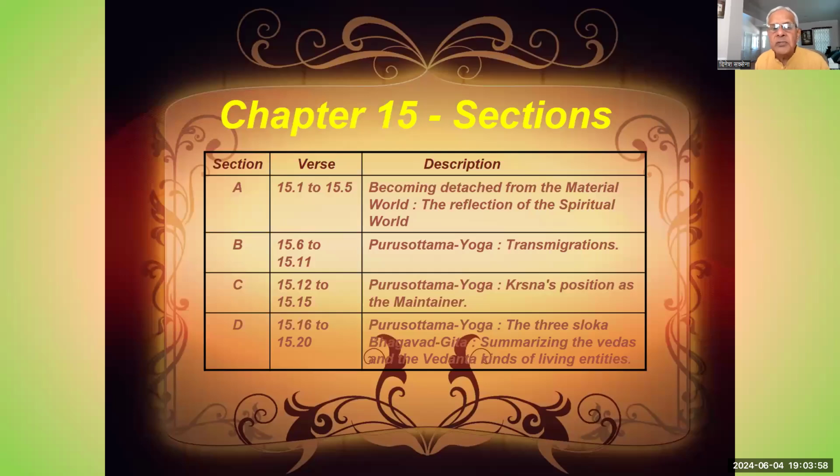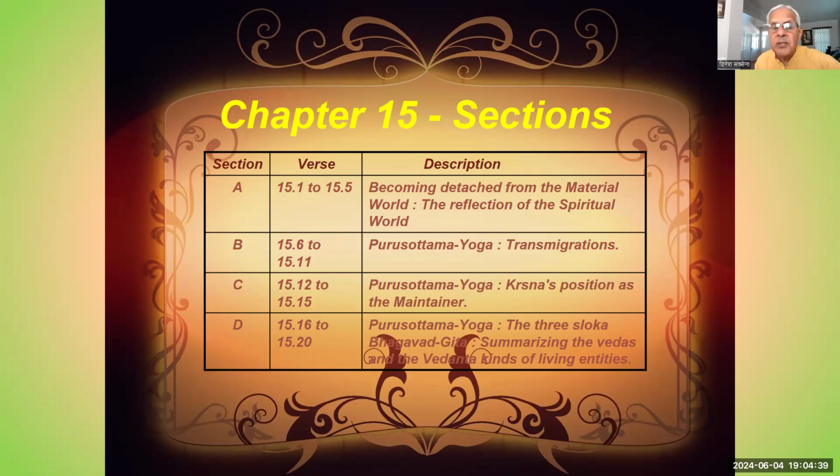So in chapter 15, as just now described, we discussed how one can become detached from this material world, that asanga shastrena dridhena chittva, one has to cut this entanglement with the material world firmly by the weapon of detachment. Then Lord Krishna mentioned in the second section transmigration, how the soul transmigrates from one body to another, from lower planets to higher planets, and sometimes also degrades from higher planets to lower planets.